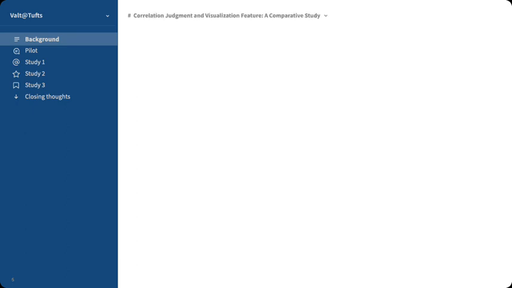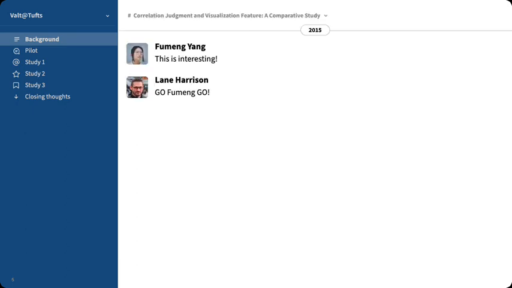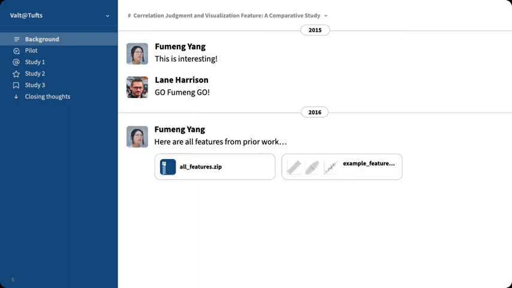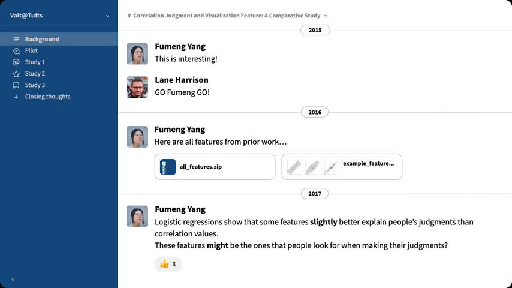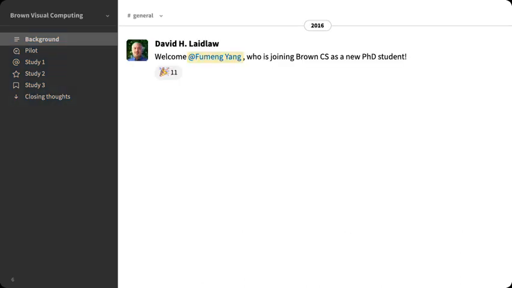From 2015 to 2017, we did a follow-up paper on this. Using linear regressions and features proposed in the literature, we found that some features slightly better predict people's judgments than correlation values, suggesting that they might be the features people were looking for when making their judgments. However, I did not continue this topic because I joined Brown University as a new PhD student in 2016.